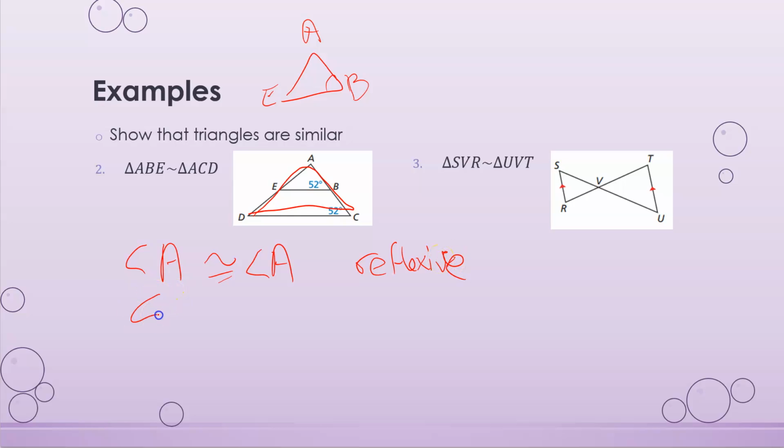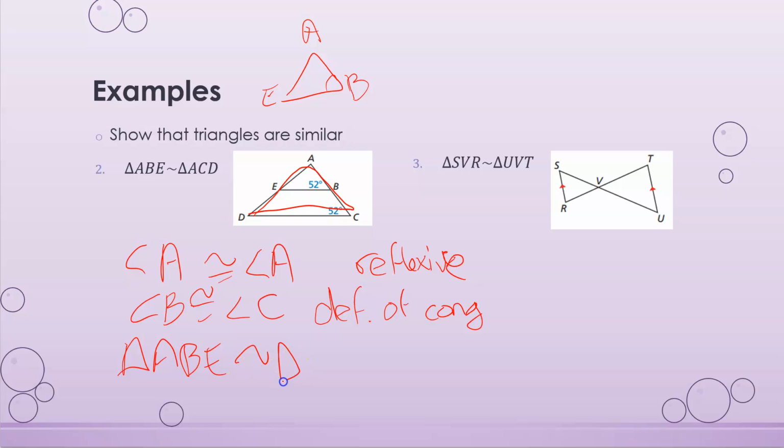And then I have angle B is congruent to angle C by definition of congruent. And then the two triangles are similar, A, B, E, similar to triangle ACD by AA.